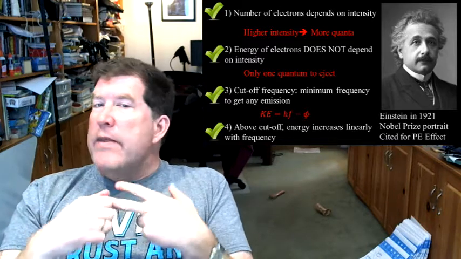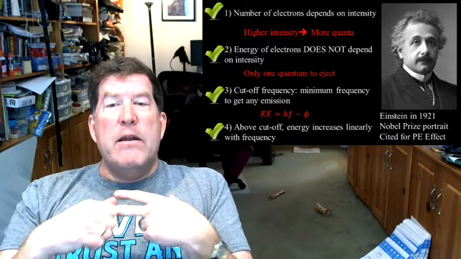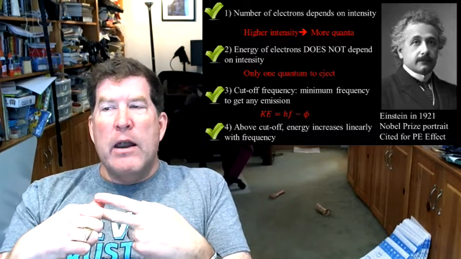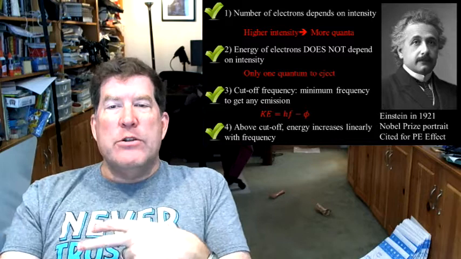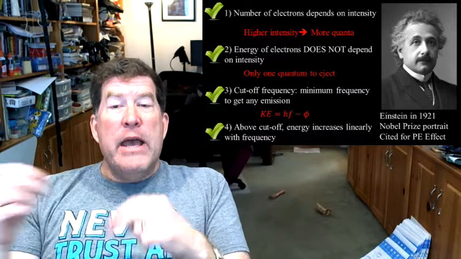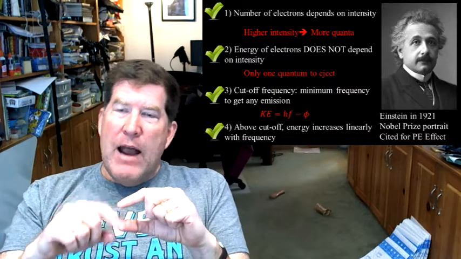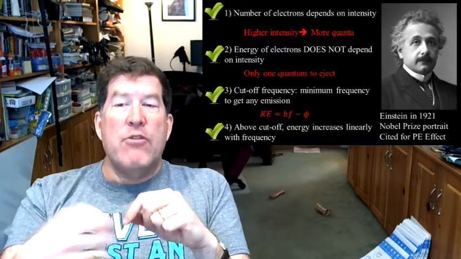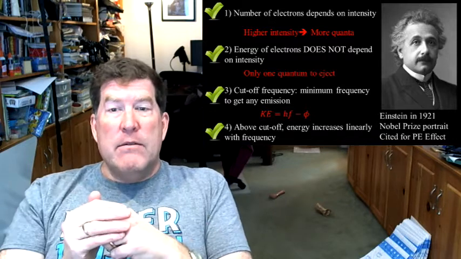It explains why the energy of the electrons does not depend on the intensity, because each electron is knocked out by one and only one photon. It doesn't matter how many photons you have. The energy of the electron that comes out is just whatever's left over after the photon gives the electron the minimum energy that it needs to come out.